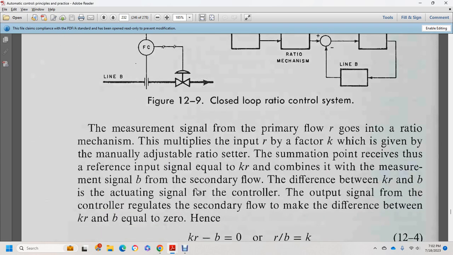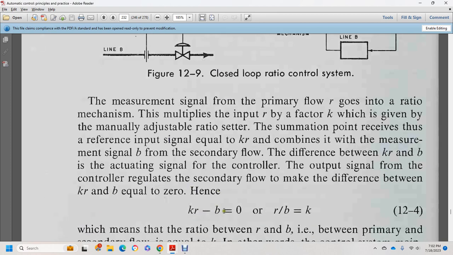The measurement signal of the primary flow R goes into the ratio mechanism, where it is multiplied with the input of R by the factor K given by the manual readjustment ratio. The reference input signal KR is combined with the measurement signal B of the secondary flow, with the difference between KR and B. The control output signal from the controller regulates the secondary flow, making the difference between KR and B equal to 0.